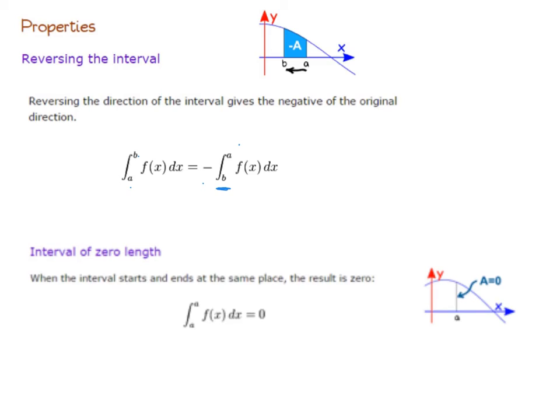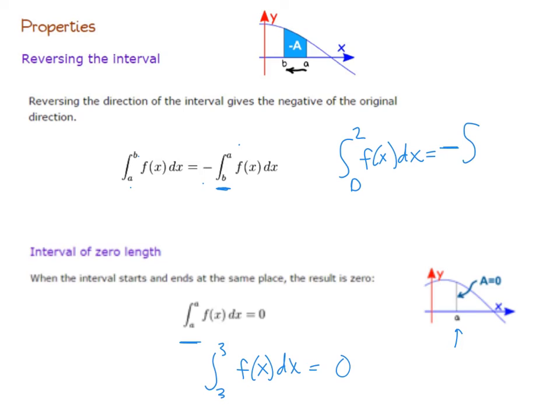Okay? The next one is the interval of zero length. And what I want you to notice is that we're taking the integral from a to a. Look here. There is no area. So any time, like say for instance, I wanted to take the integral from 3 to 3 of f of x dx, that would just be 0. Okay? And just like we would say here, the integral from, let's say, 0 to 2 of f of x dx would be equal to negative the integral of 2 to 0 of f of x dx, because you're going the opposite direction.